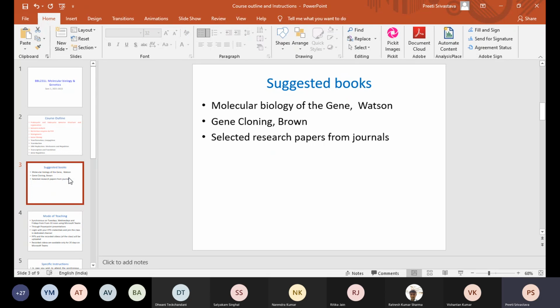So the suggested books are Molecular Biology of the Gene by Watson, Gene Cloning by T.A. Brown, and then I'll be referring to selected papers from journals, and these papers I will be uploading on Moodle and then you can actually download them. So for example, I will be referring to research papers for genome structure. I will be referring to research papers for PCR and for restriction enzymes and for certain other topics because there are some topics which are not yet covered in books in that great detail. But then I will make sure that the topics are clear to you.